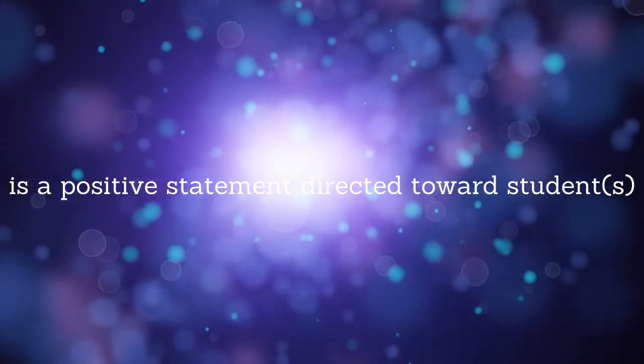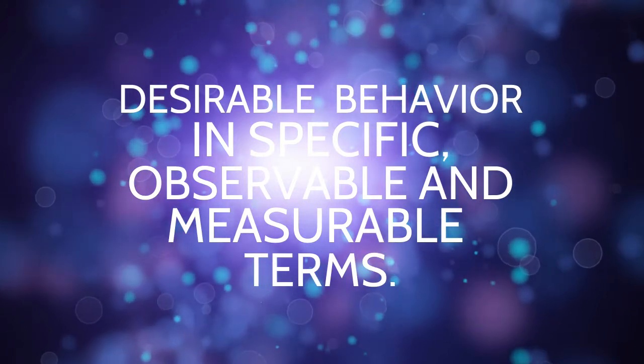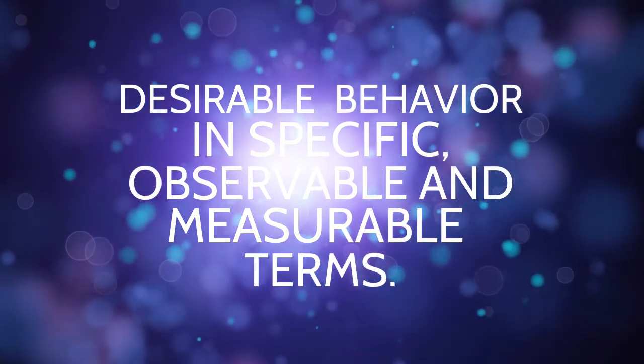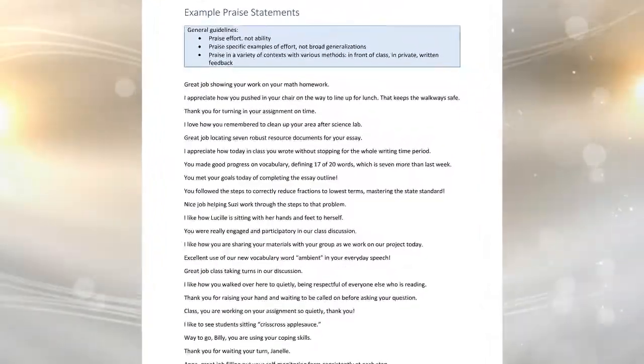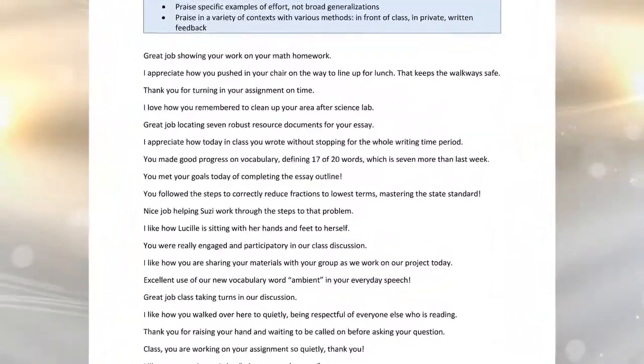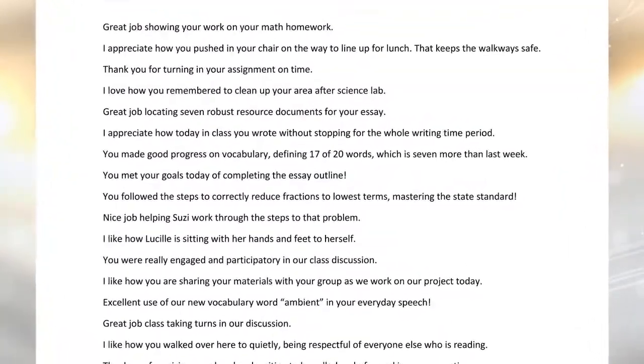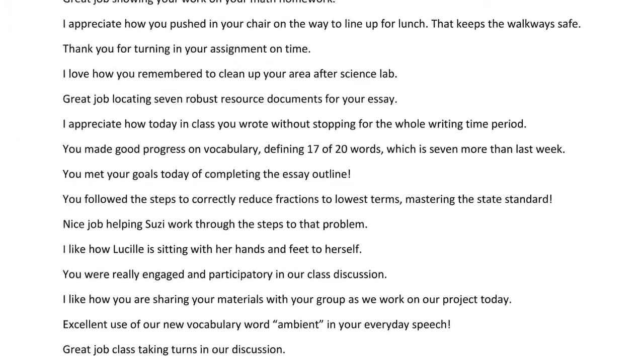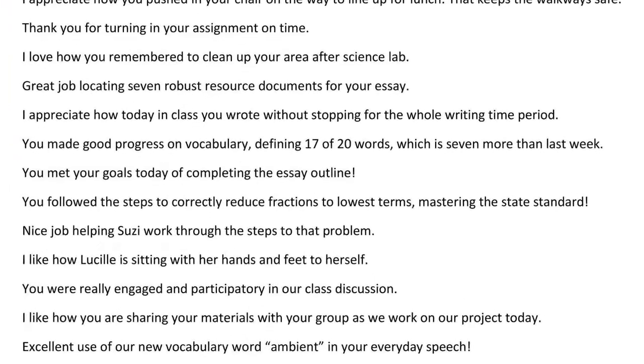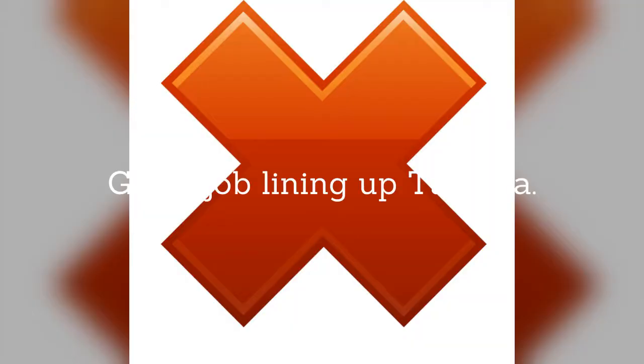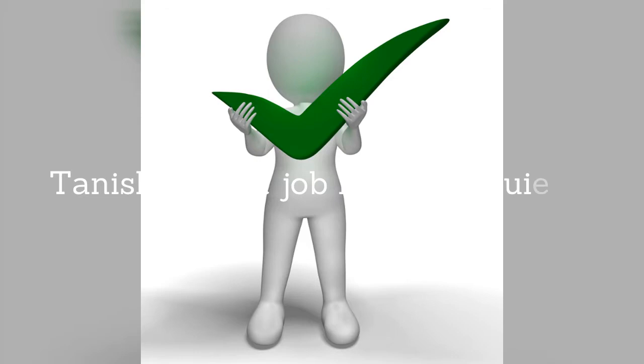Behavior-specific praise is a positive statement directed toward a student or group of students. It describes a desirable behavior in specific, observable, and measurable terms. Behavior-specific praise goes beyond broad generalizations. This page, which gives you examples of behavior-specific praise statements, can also be found in the resource links document that accompanies this video. As an example, the sentence, "Great job lining up, Tanisha," isn't the best behavior-specific praise statement. The sentence, "Tanisha, great job lining up quietly," is preferable because it directly recognizes the behavior you're trying to reinforce.